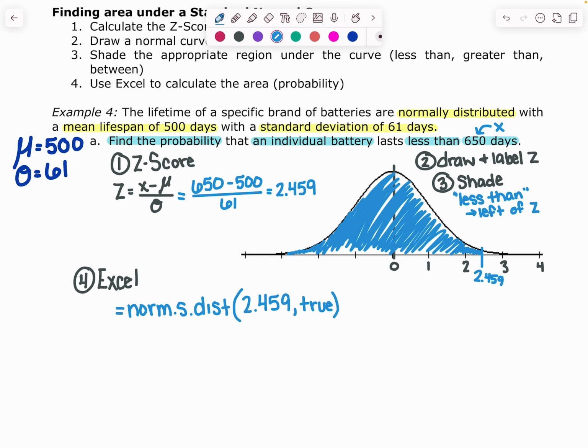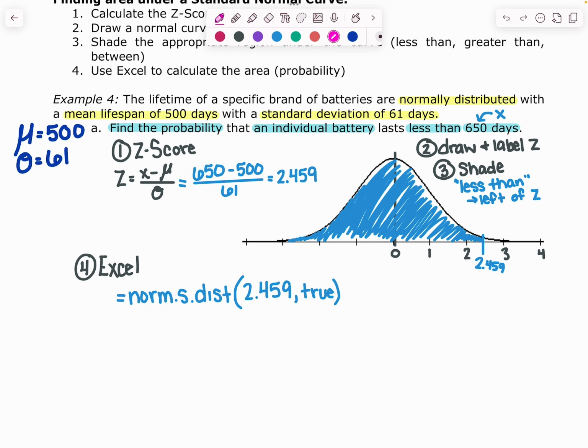If I put 2.459 comma false, it would find just the probability of being equal to 2.459. And that's not what we want. We don't want just 2.459. We want everything less than 2.459. So norm.s.dist, the z-score, comma, true. And we do true so that it does everything less than the z-score, not just equal to the z-score.